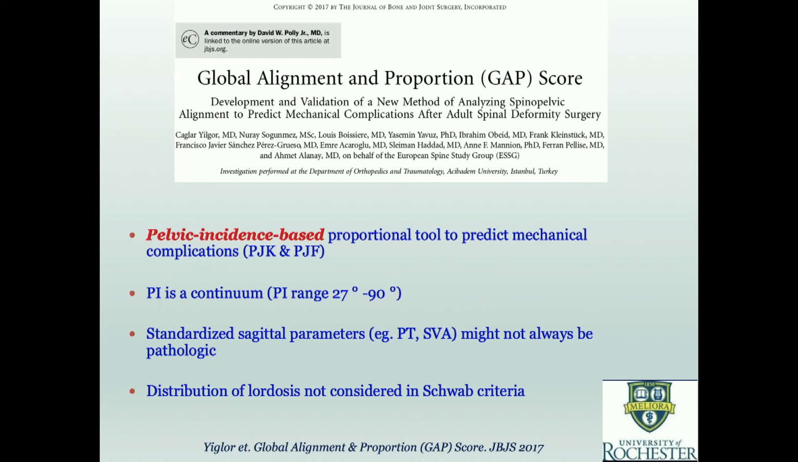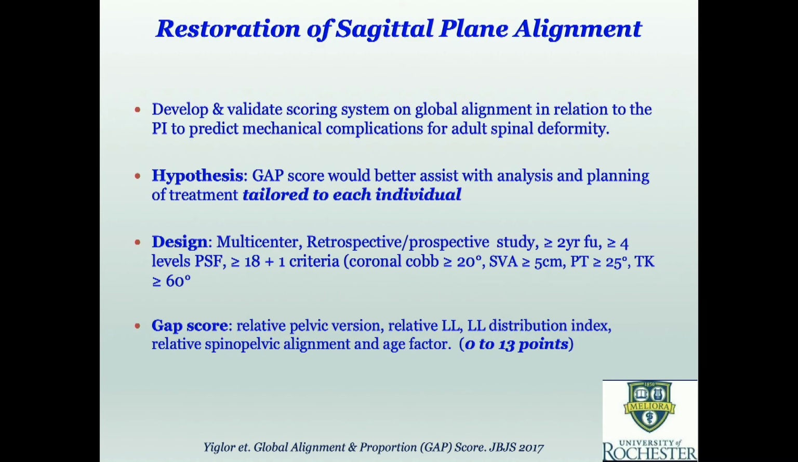So you do see various relative risks for PJK, looking at different parameters. What is your lumbar lordosis? What is specific to that patient, and not necessarily using global parameters? We know PI, as I mentioned earlier, is a continuum reported between 27 and 30 degrees, and we typically would use that to determine the patient's lumbar lordosis. So we know standardized sagittal parameters might not always be pathologic for some of these patients. And distribution of lordosis is also not taken into account if you look at Schwab criteria. As Sig mentioned earlier, what do you use when you try to determine where the lordosis of the spine should be? And we know it typically should be somewhere between L4-5 and L5-S1.